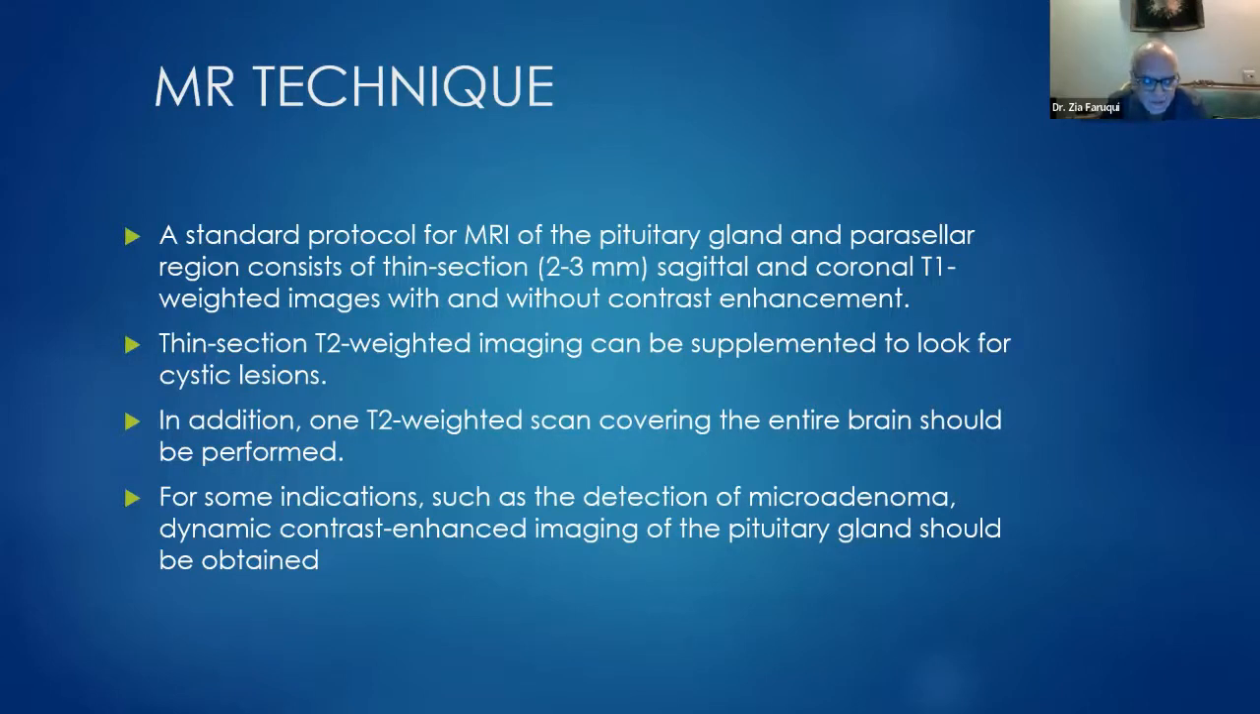And of course, if you're doing the pituitary, you need to look at the whole brain as well. So a global T1 and T2 weighted image covering the entire brain should be performed, plus post contrast, an entire axial imaging of the brain. And for some indications, which we'll talk about later, such as the accurate detection of microadenomas, we need to do dynamic imaging as well, which means that you use serial imaging at various times to look at the enhancement curve of the lesions.